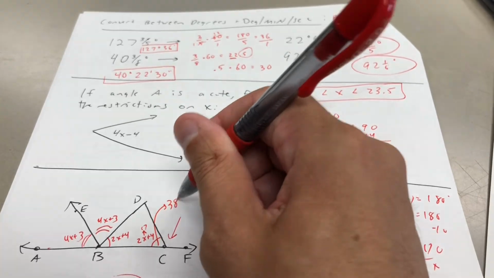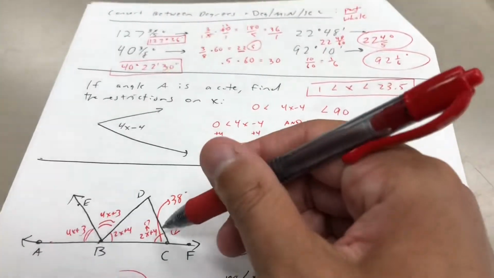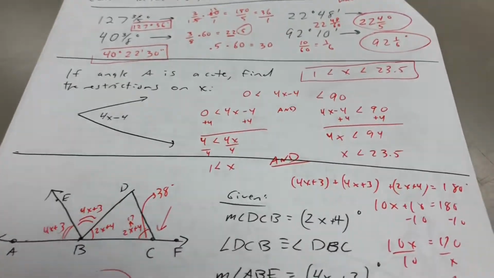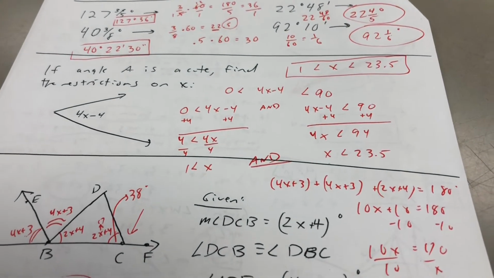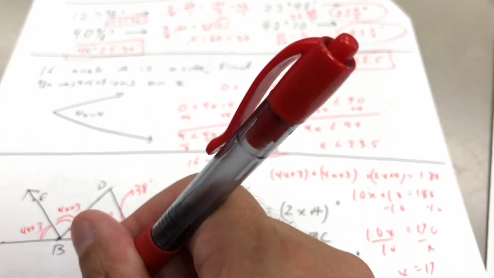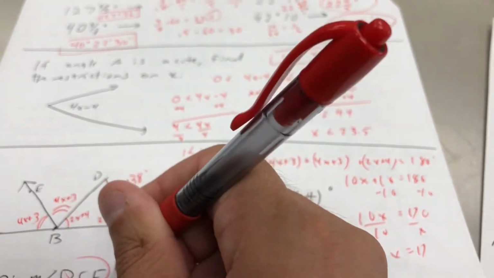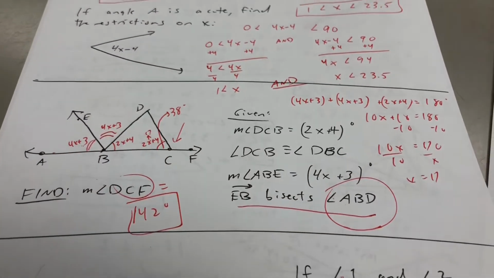Sorry, it's getting a little messy here. If this angle here is 38 degrees, we can subtract that from 180, and I think that's going to be 142. So it's going to be 142 degrees, ends up being our final answer there.